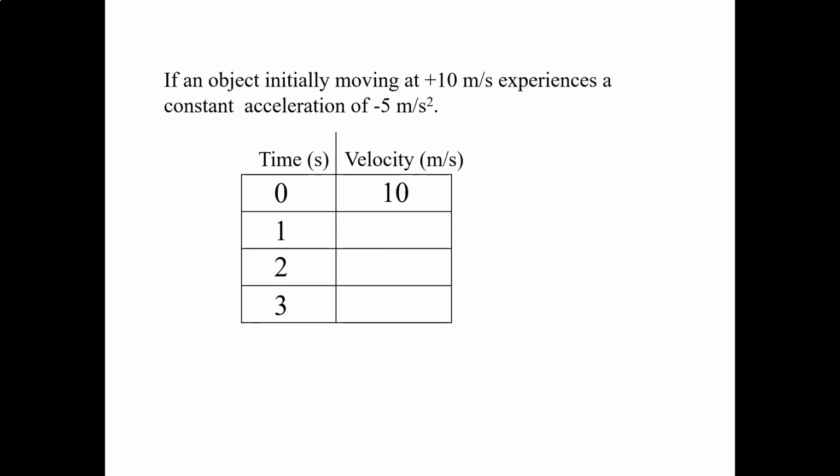So let's say you had initial velocity of 10 meters per second, and your acceleration is negative 5 meters per second squared. So after 1 second, you're going to be moving at 5 meters per second. And then after another second, you're going to be moving at 0 meters per second, or not moving at all, for that matter. And then after another second, you're going to be moving at negative 5 meters per second. So what happened here? Well, I was moving forward, and then I slowed down. I came to a stop, and then I started moving backwards.